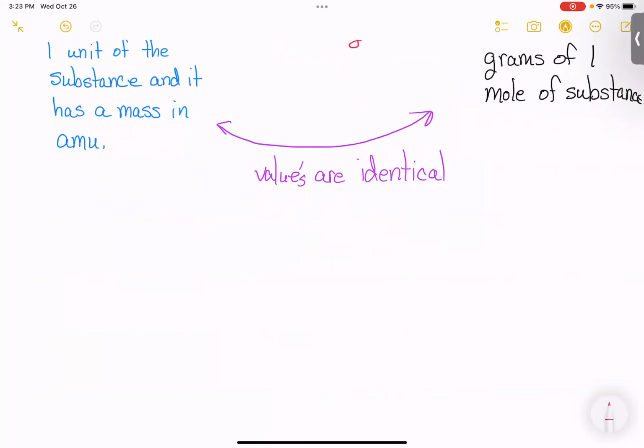Any questions about the difference between, for an element, a formula mass and a molar mass? And what they mean?